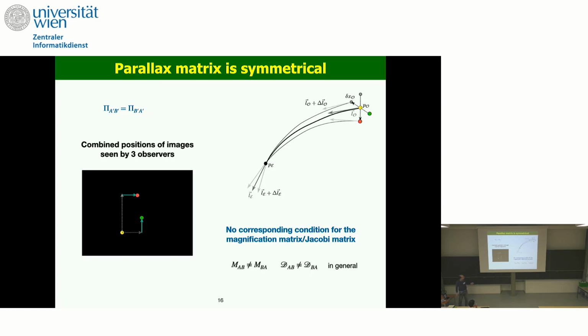By the way, there is no corresponding relation of this kind for the Jacobi matrix or the magnification matrix, which is a kind of dual object related to what happens when you displace the emission point. So it's well known in lensing theory that the magnification matrix does not have to have any special properties. It can be as complicated as possible.